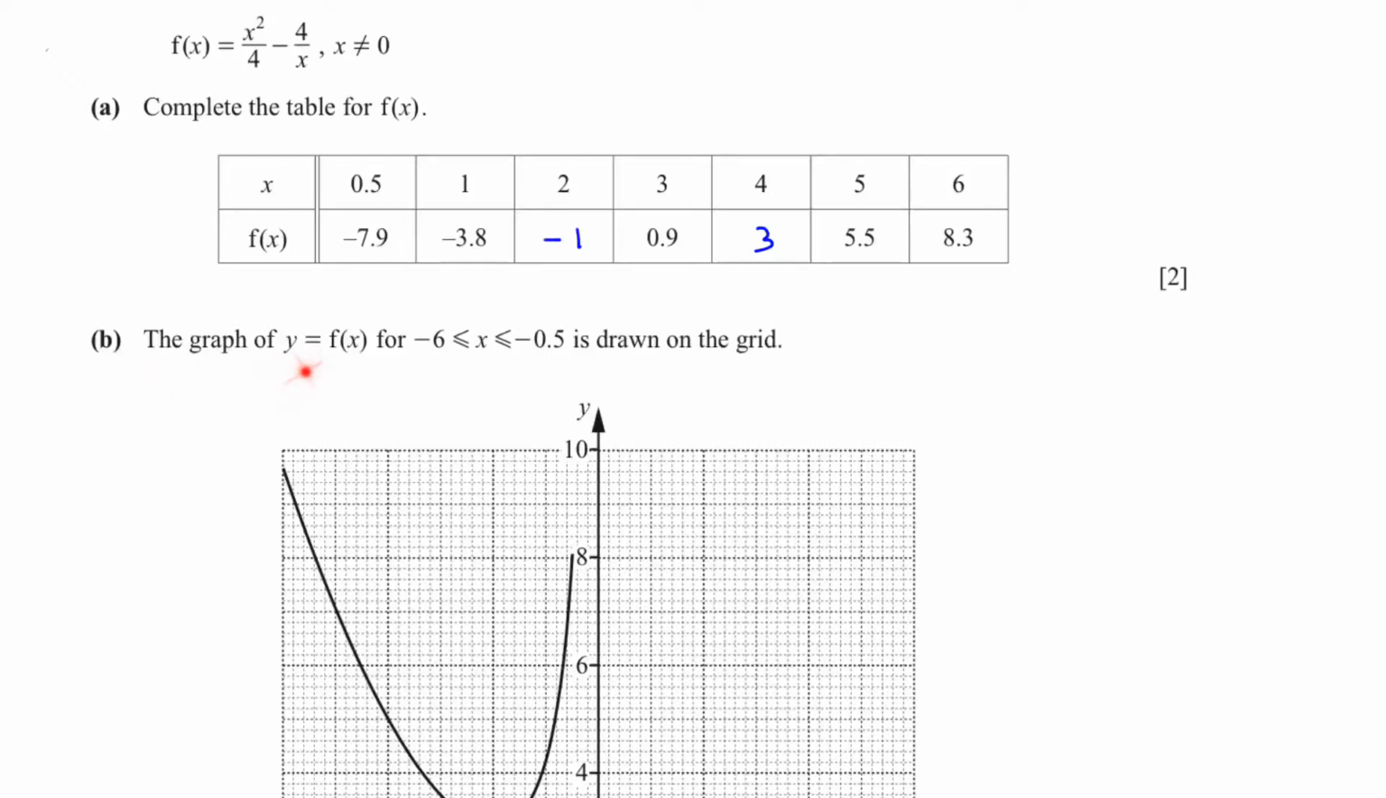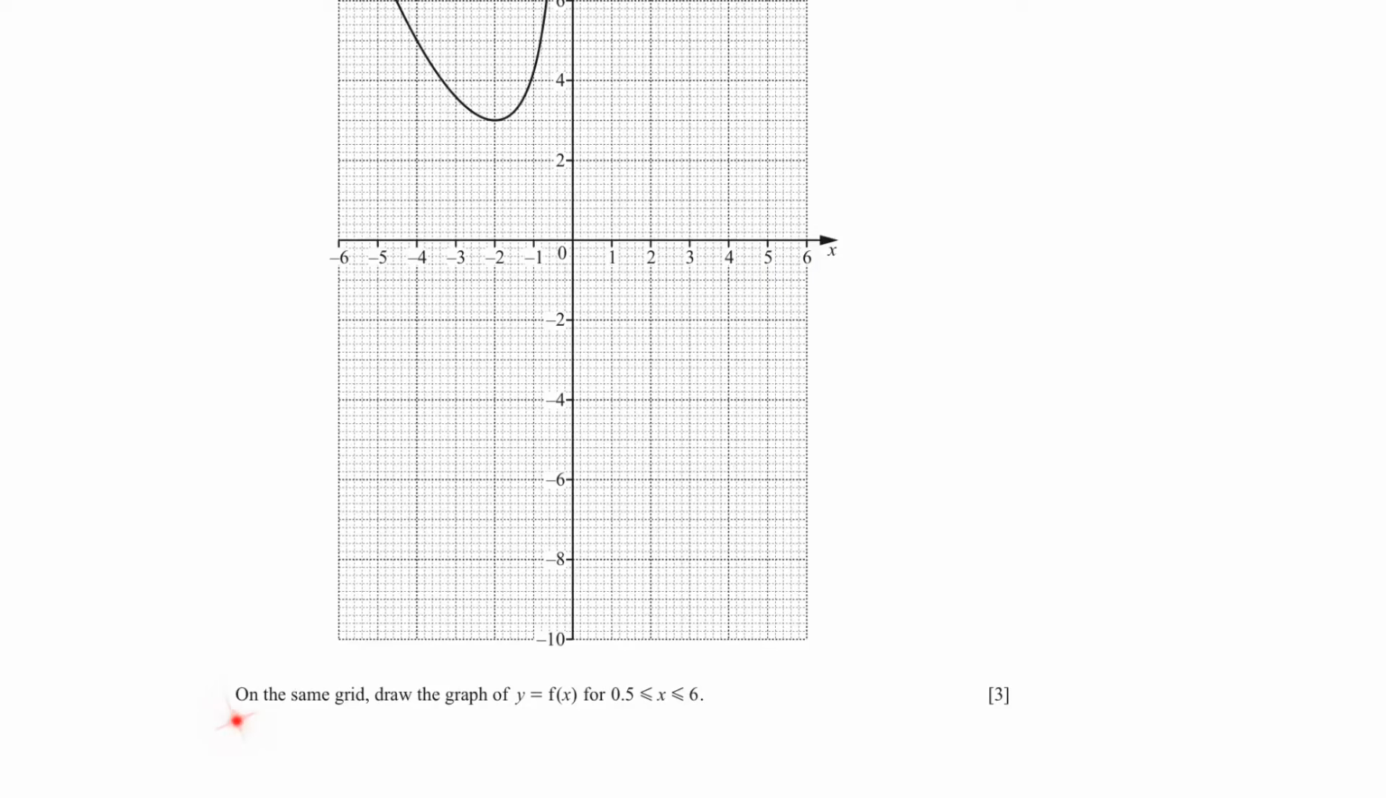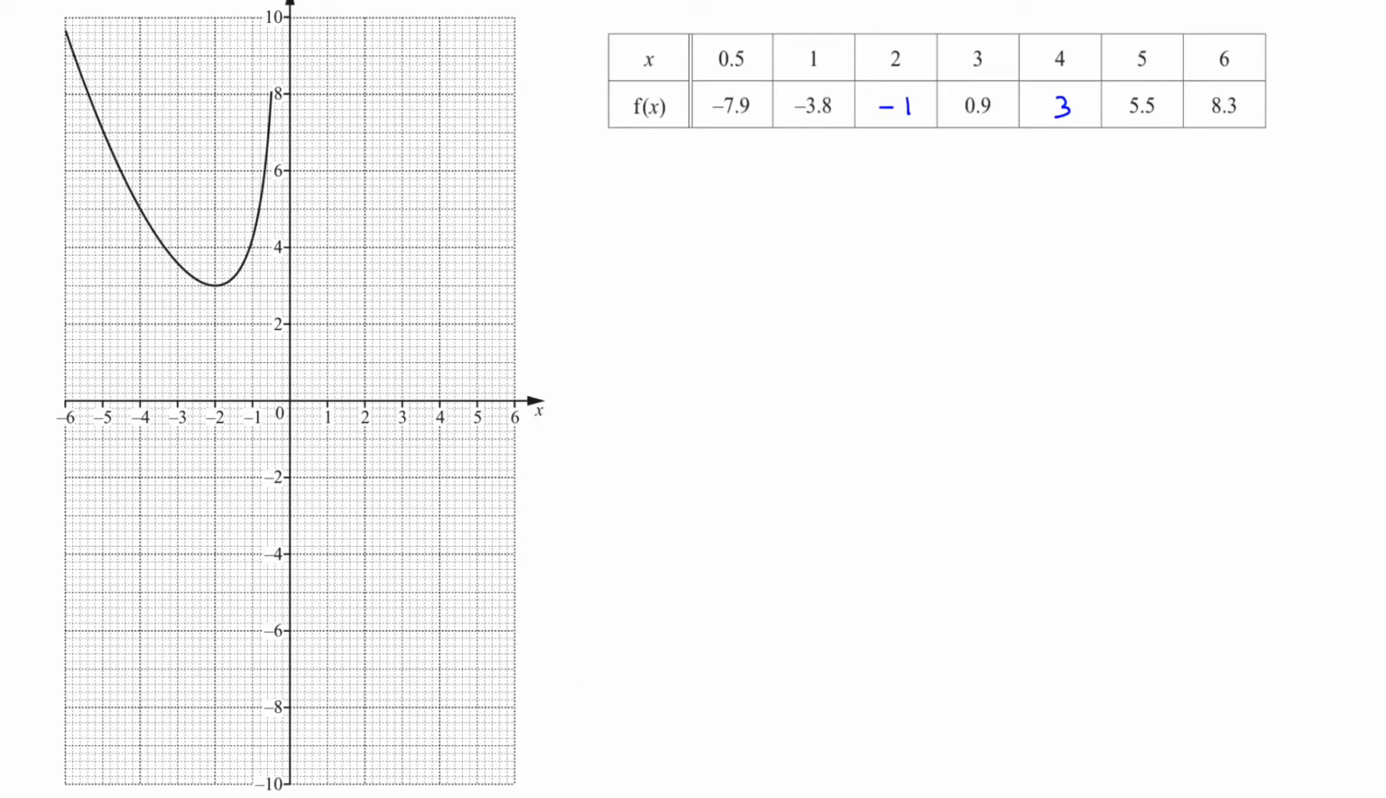Part B, the graph of y is equal to f of x is drawn on the grid from -6 to -0.5. On the same grid, draw the graph of y is equal to f of x for 0.5 to 6. These are the values that have been given to us. So these are the points we have to plot.